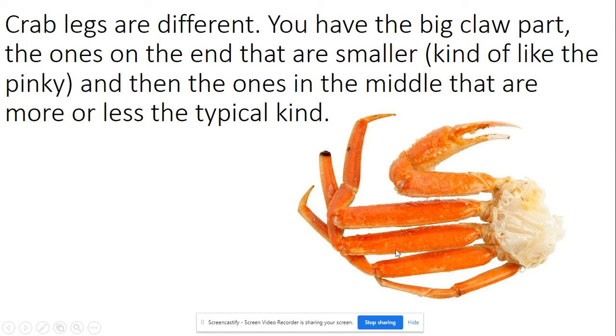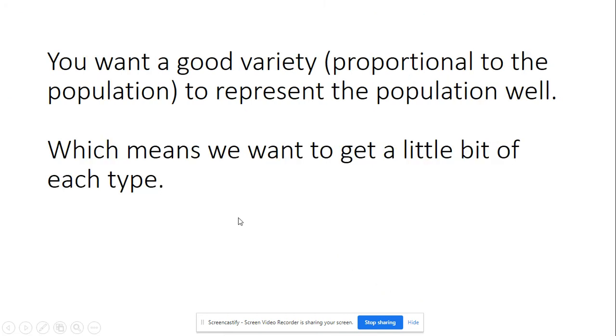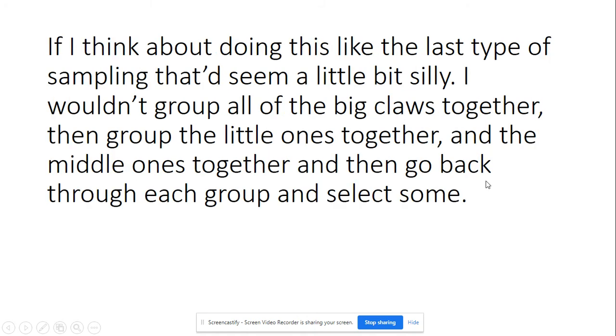So you have the big claw part right here. You have some at the end like here that are smaller. So one cluster generally gets a good variety. You've got some of the bigger ones, some of the typical ones, and some of the ones that are smaller at the end. So each cluster represents the different types of crab legs there can be. You want a good variety that represents the population well. Like we want adults, we want children, so we want to get a little bit of each type.